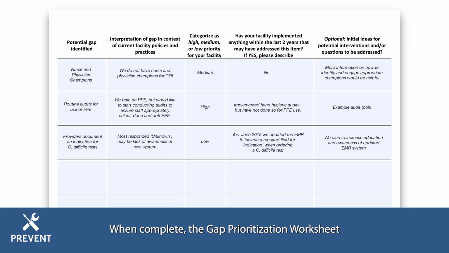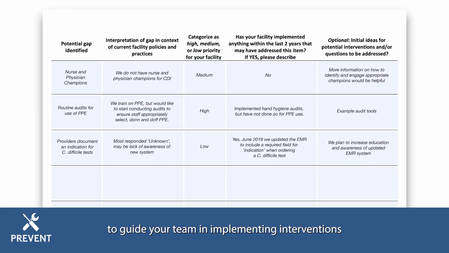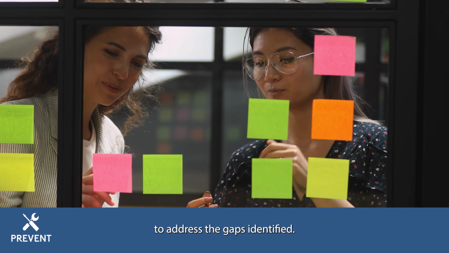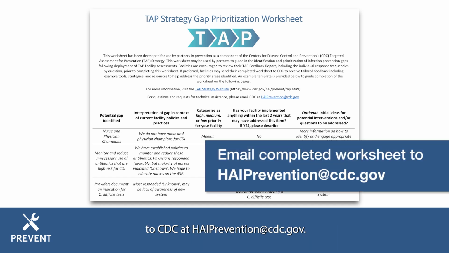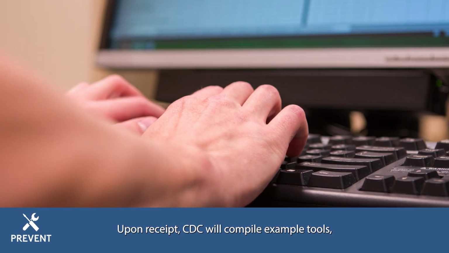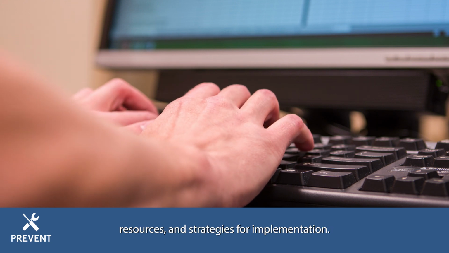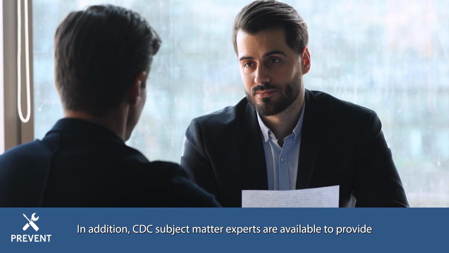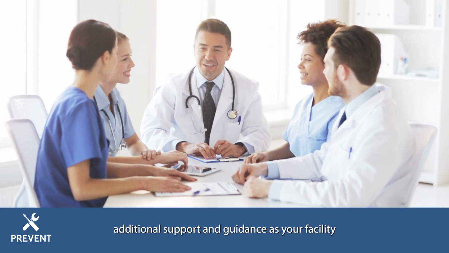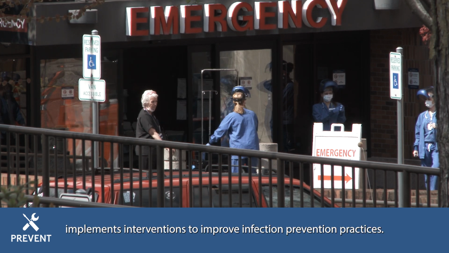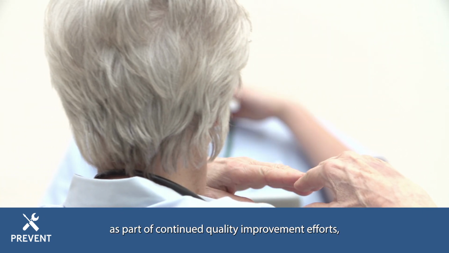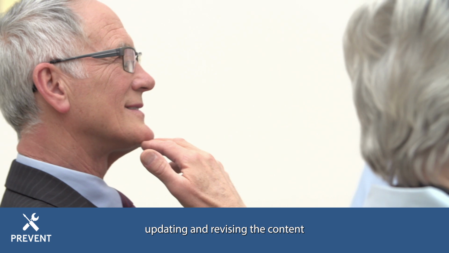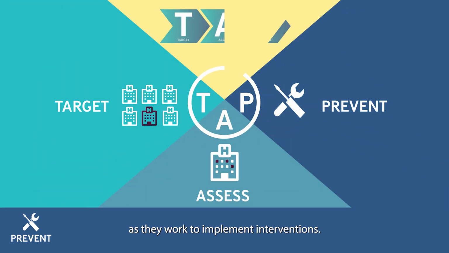When complete, the Gap Prioritization Worksheet may serve as a working document to guide your team in implementing interventions to address the gaps identified. If preferred, completed worksheets may also be emailed to CDC at haiprevention@cdc.gov. Upon receipt, CDC will compile example tools, resources, and strategies for implementation. In addition, CDC subject matter experts are available to provide additional support and guidance as your facility implements interventions to improve infection prevention practices. Facilities also may use this worksheet as part of continued quality improvement efforts, updating and revising the content as they work to implement interventions.